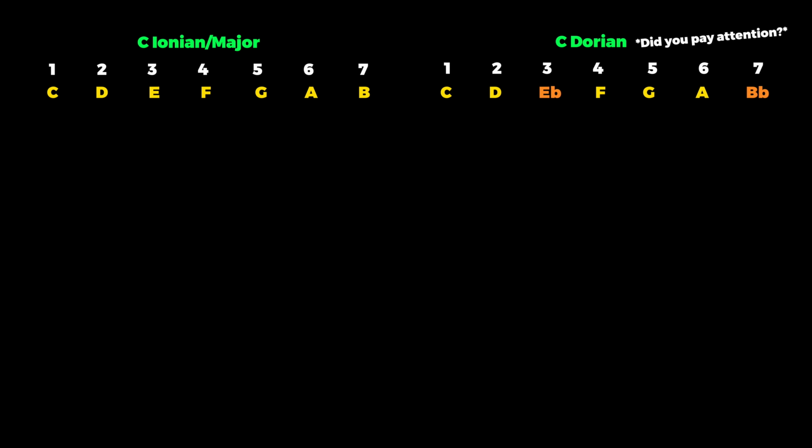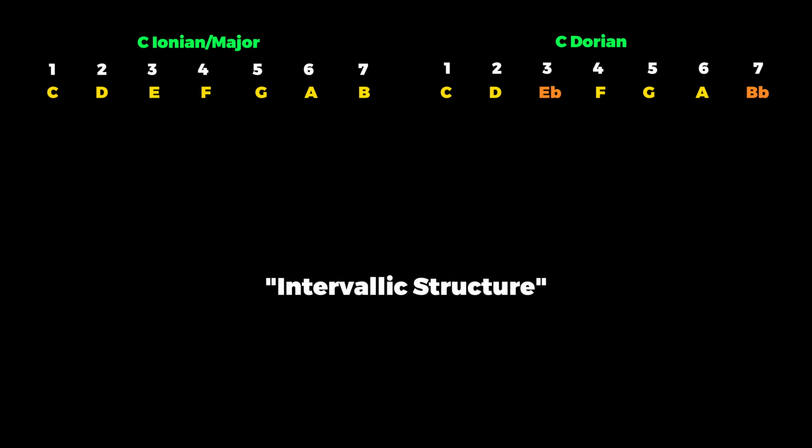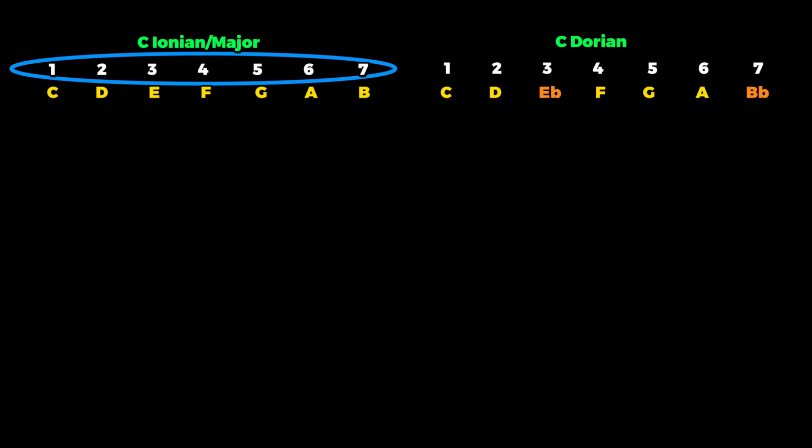Now, just a moment ago, we looked at C Dorian. Let's relate that back to the C major scale. We can see that our 3rd and 7th are flat. This is because all of the notes of a Dorian scale are natural except for the 3rd and the 7th. There's actually a name for what we're referring to here, and it's called the intervallic structure. The intervallic structure of the major scale is 1, 2, 3, 4, 5, 6, 7.